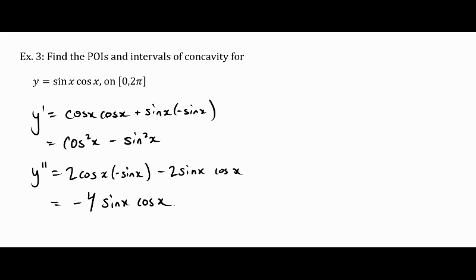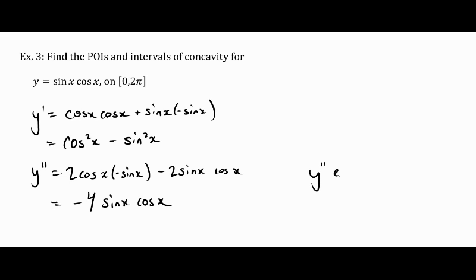Is that right? -4 sine x cos x? Interesting. It's just very similar to the function that we started with. So many of these little things pop up doing this. Okay, so what do I want to do next?